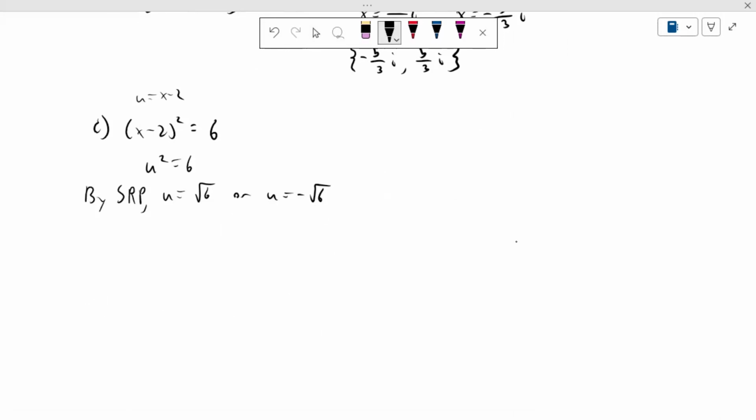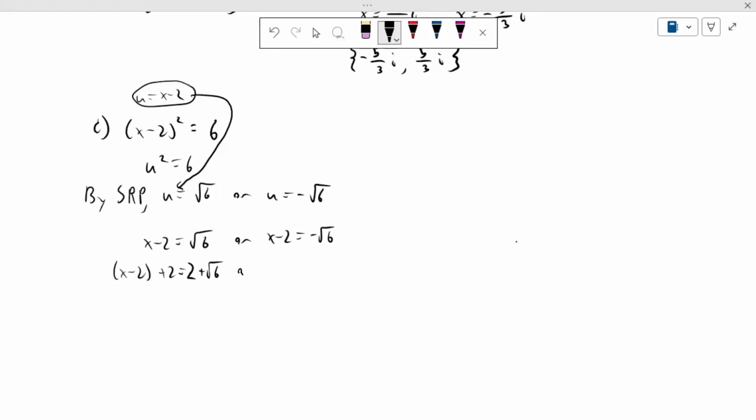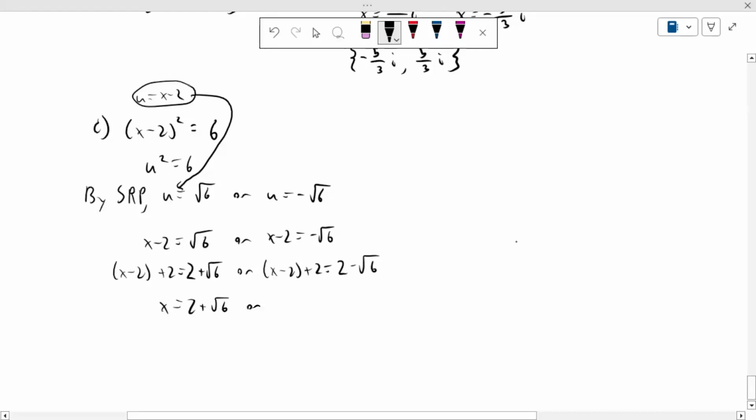Now, we're to recall that my u is x minus 2, right? So this says that x minus 2 is equal to the square root of 6, or x minus 2 is equal to negative square root of 6. So to solve for x, I'm just going to add 2 to both sides of the equation, right? So we get x minus 2 plus 2 is equal to 2 plus the square root of 6, or x minus 2 plus 2 is equal to 2 minus the square root of 6. I simplify, and I get x is equal to 2 plus the square root of 6, or x is equal to 2 minus the square root of 6, right?